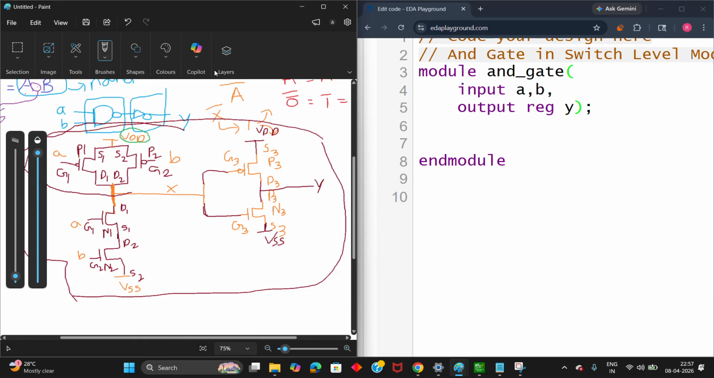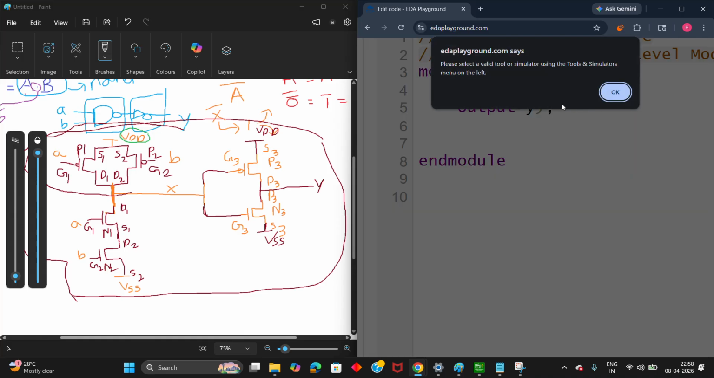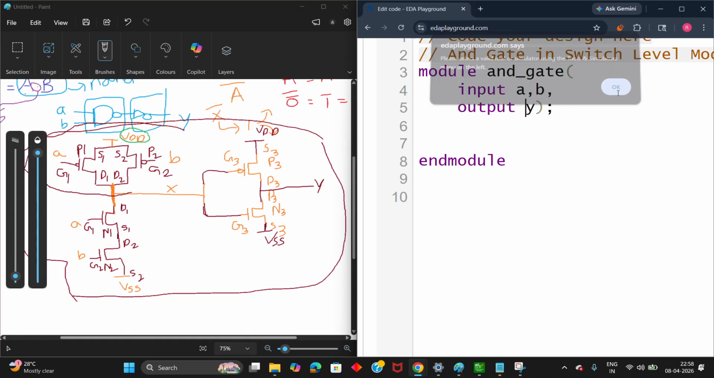So do you need to mention them in the port list? No, you shouldn't mention them in the port list. And make sure you remove this particular reg at the output. Only whenever you are going to use the behavioral model, then you need to use the output as reg. Now you shouldn't give the supplies in the port list. You need to give them in between the semicolon and the endmodule, in the working logic area.